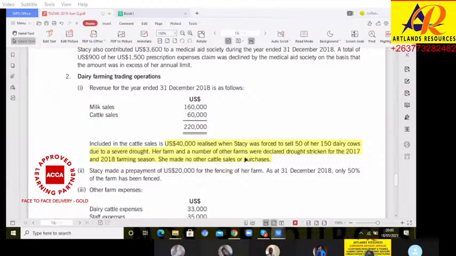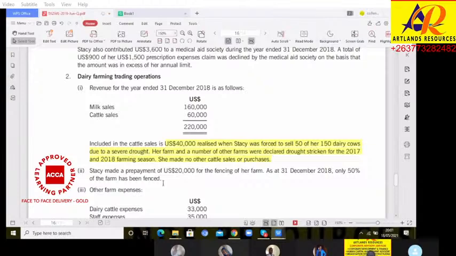Because she was forced to sell cattle and then made livestock purchases, she is eligible to claim 50% of the value of livestock purchased as a restocking allowance, because she will be restocking livestock which was depleted by the drought. However, the restocking allowance is restricted by the assessed carrying capacity of land.